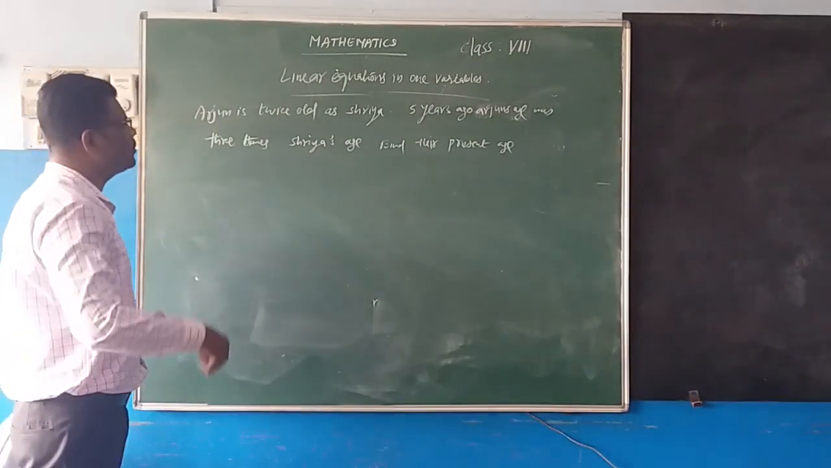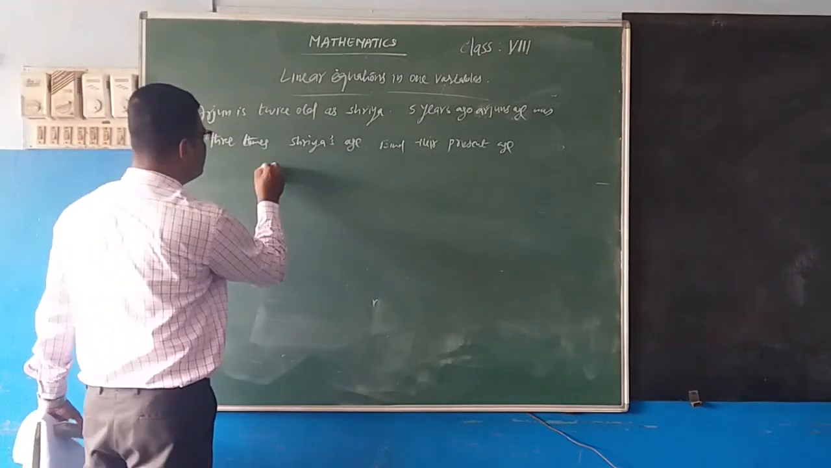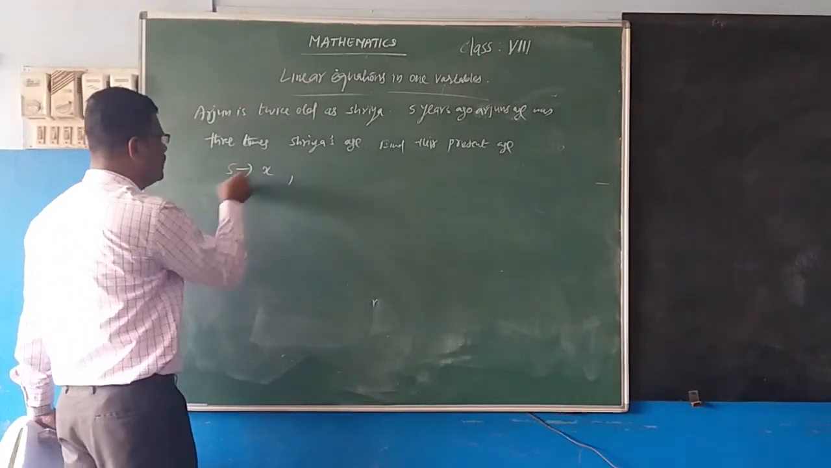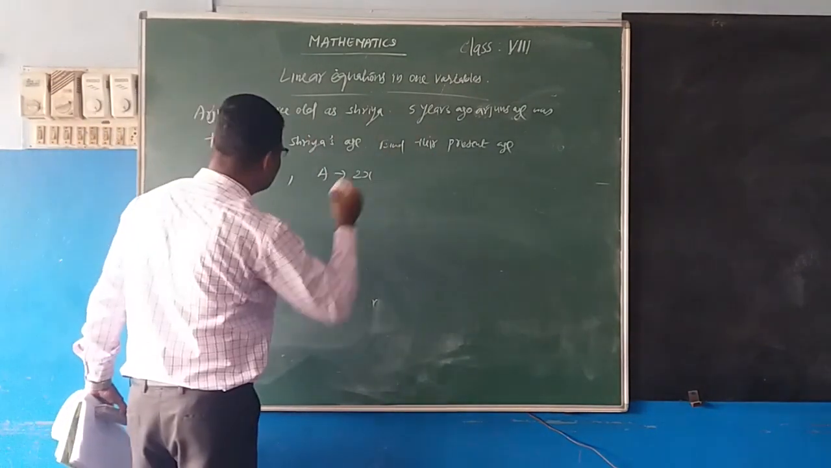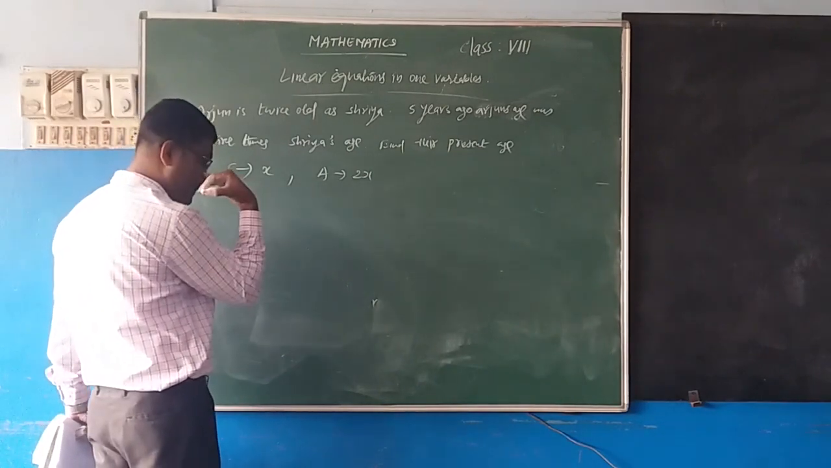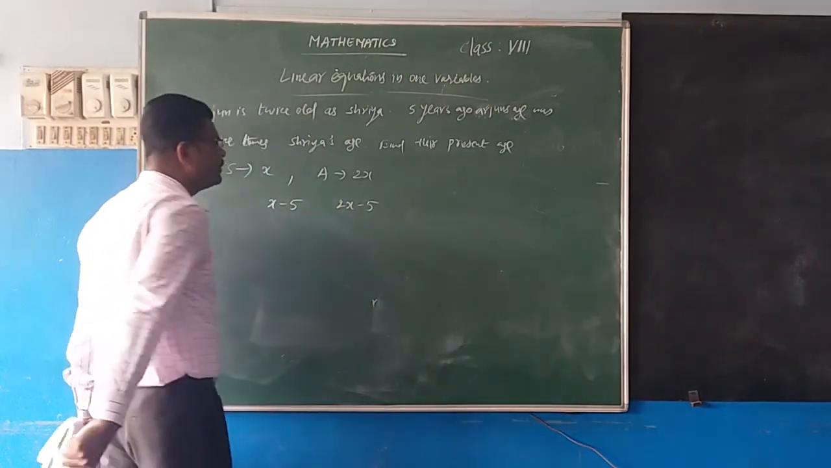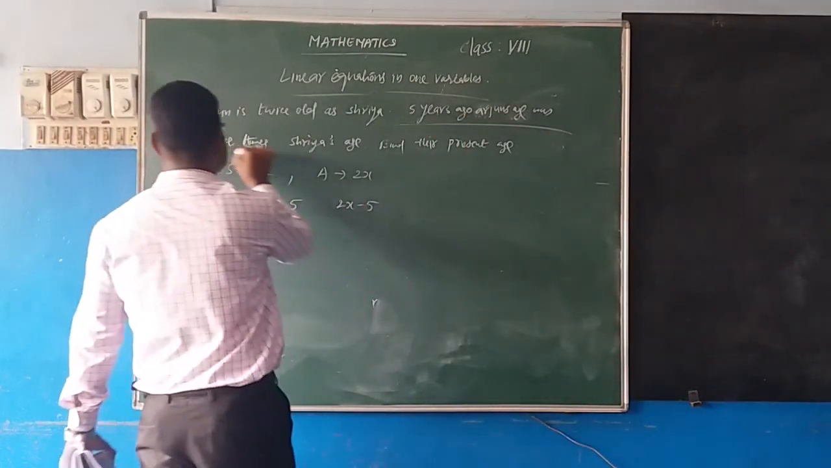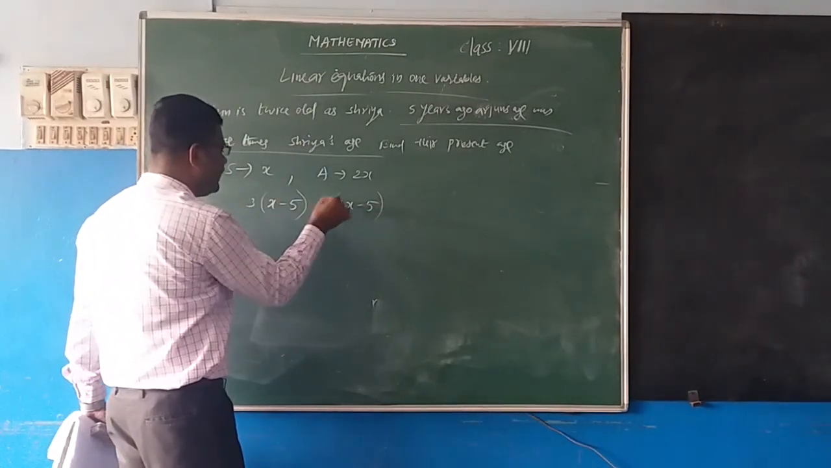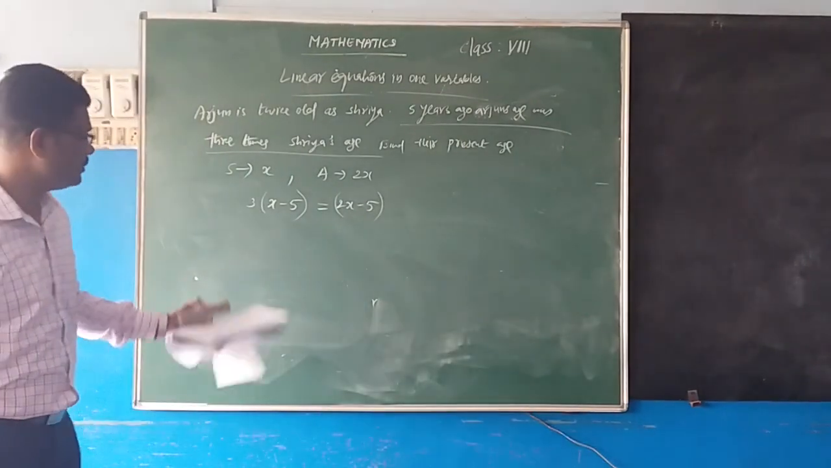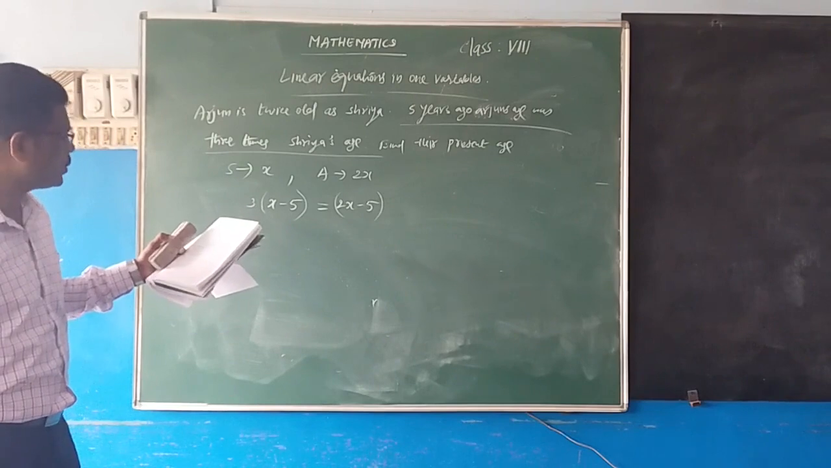So Arjun is twice as old as Shriya. Suppose the age of Shriya is x, the age of Arjun is 2x. 5 years ago means 5 years before: x minus 5, and this is 2x minus 5. The equation given was 3 times. So 3 into x minus 5 is equal to 2x minus 5.